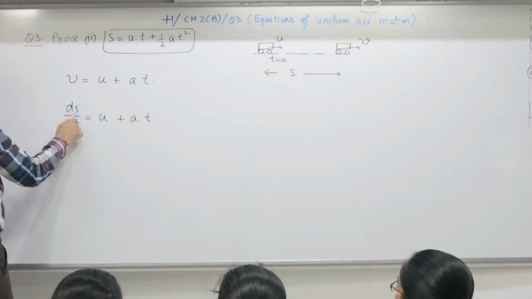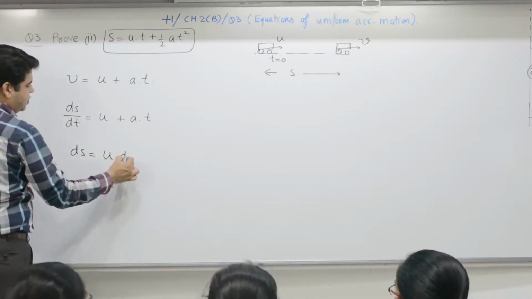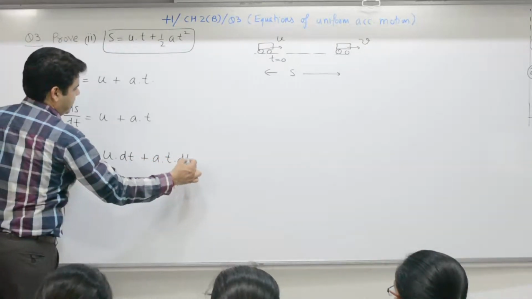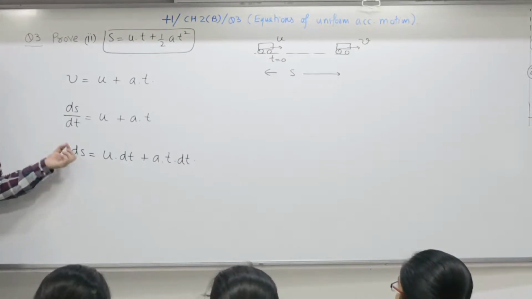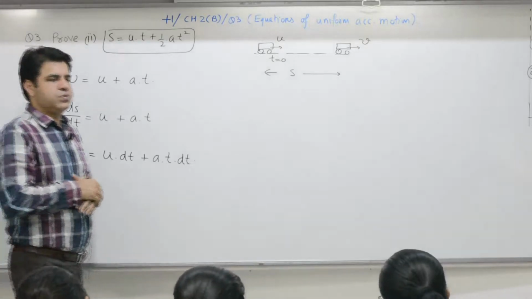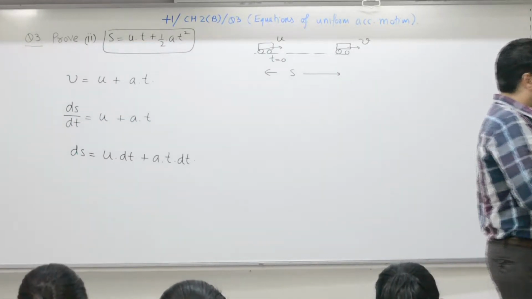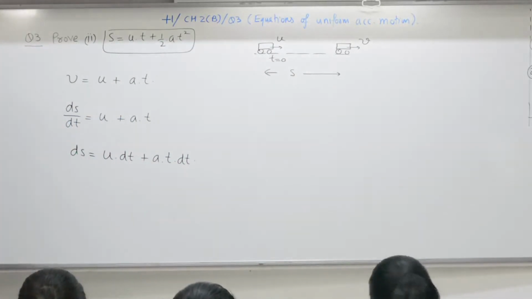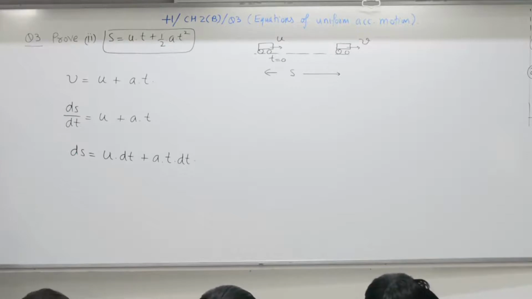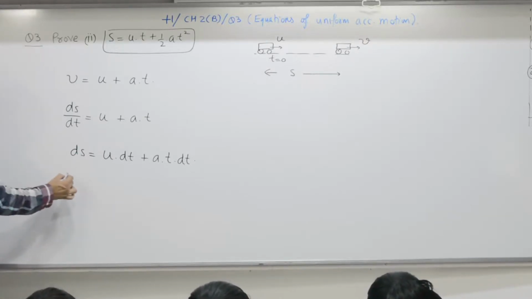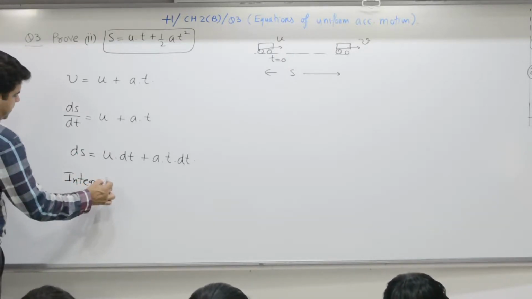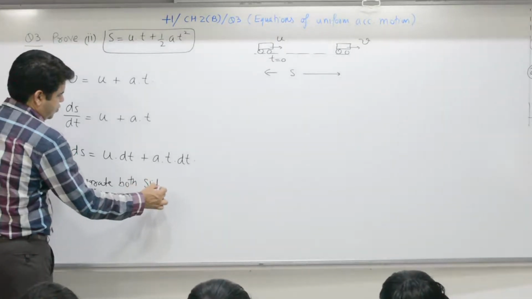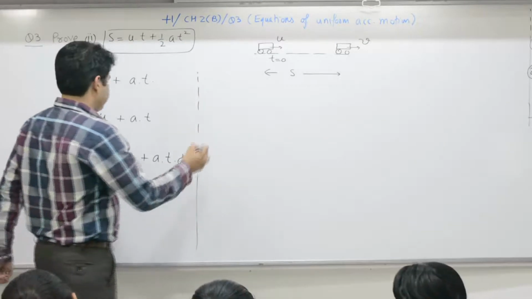What you want to get is s, what you have is ds, that means ds is equal to u dt plus at dt. What you have is ds, what you want to get is s. How will it come? Integrate. Three minutes with you. Integrate both sides. Keep trying on your own, don't look at the board.